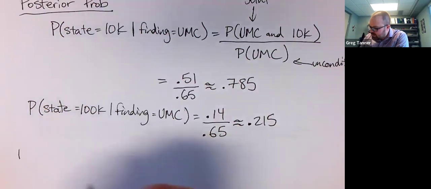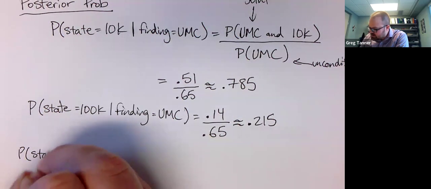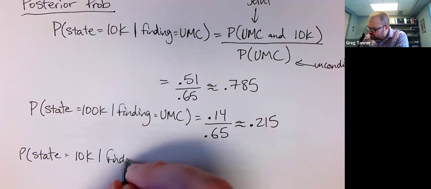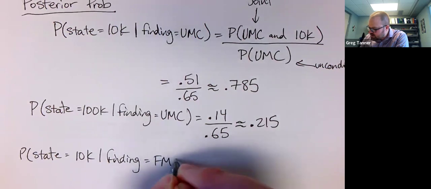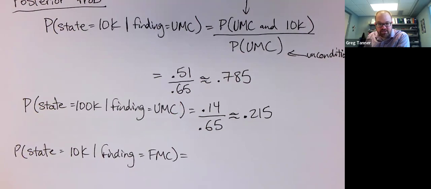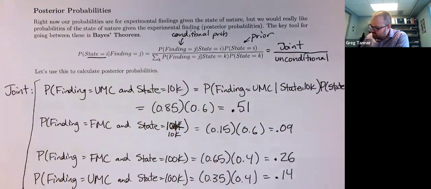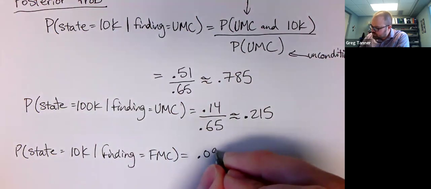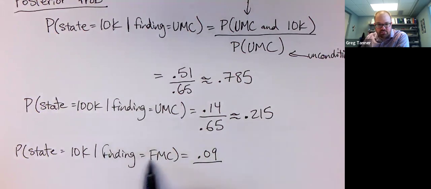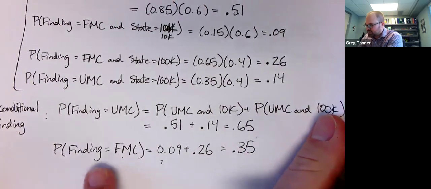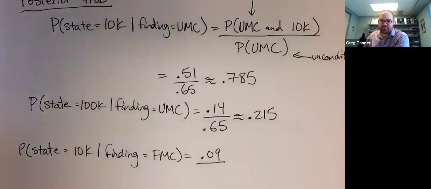Okay, let's do it for the other finding. So probability state equals 10K given finding is favorable market condition. I need to find the joint probability that has those two things. So let's see, state equals 10K and favorable market condition. That's a probability of 0.09. And we're going to divide it by the probability of just the finding. The favorable market condition finding is 0.35.